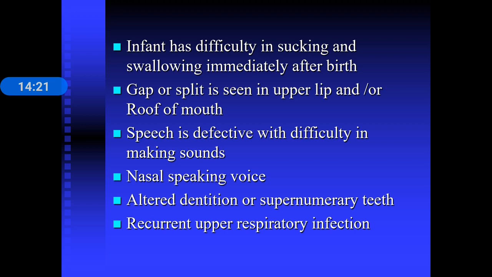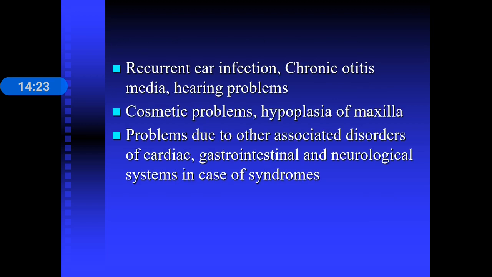The child presents with recurrent upper respiratory tract infections, recurrent ear infections, especially of the middle ear, resulting in otitis media and later on chronic otitis media and hearing loss or hearing problems. Then along with it, you may have cosmetic problems due to the maxillary hypoplasia or the underdeveloped upper jaw. Then you will have problems associated with the other components of the syndrome, such as cardiac defects, gastrointestinal defects, neurological abnormalities, based on the type of syndrome it is.